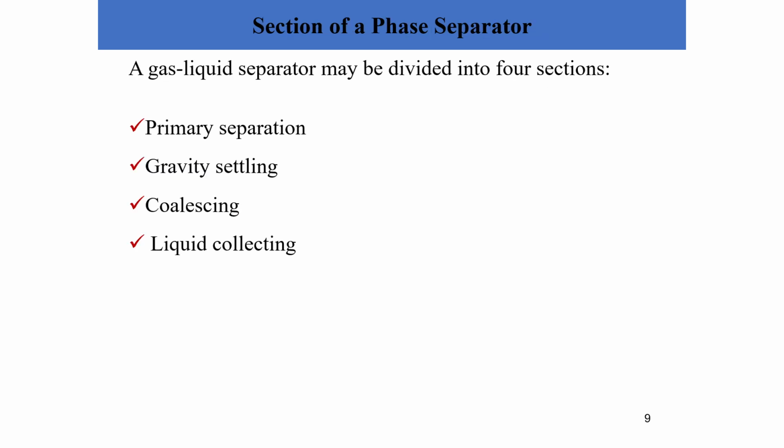Now let's look at this slide. Let's go into more detail. How can I split, or how can I describe any separator? So any gas liquid separator, being vertical, horizontal, two-phase, three-phase, will have four major sections. You have first what we call the primary separation. The second will be the gravity settling, the third will be coalescence, and the fourth will be the liquid collecting section. So these are the major four sections that can be found in any gas liquid separator. And the next slide I will show to you in the sketch.